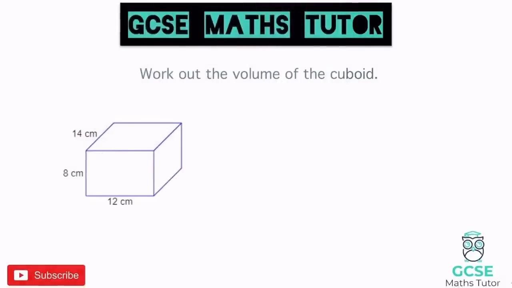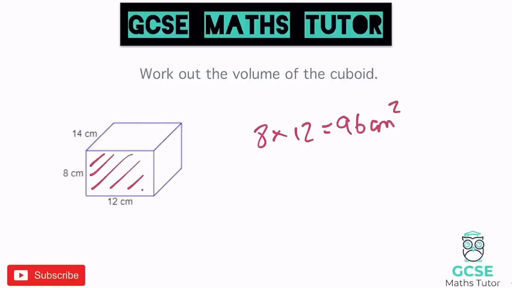Working out the volume of a cuboid is quite nice and simple. I do like to do it in a particular way though, just so it's the same for all of these shapes where we have a constant cross section. So this cross section, I'm going to have a look at this front face just here. So I'm first going to just work out the area of that, which is 8 times 12. So 8 times 12 gives me 96, and that is the area of the cross section, 96 centimetres squared.